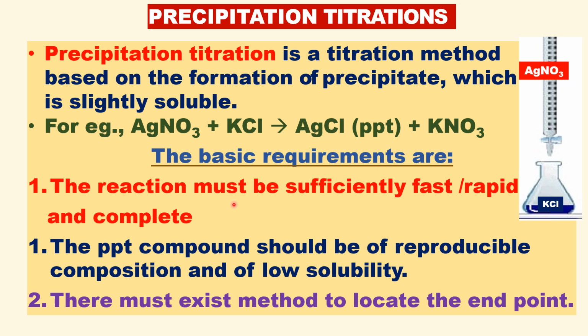What are the requirements, basic conditions for precipitation titrations? The reaction must be very fast and complete. The precipitated compound should be of reproducible composition, that is, repeatability. The composition should be constant and of low solubility. And third, there must exist a method to locate the end point of the precipitation titration.